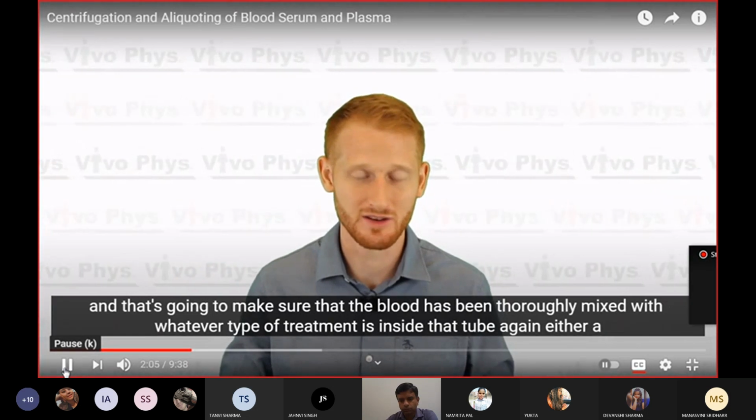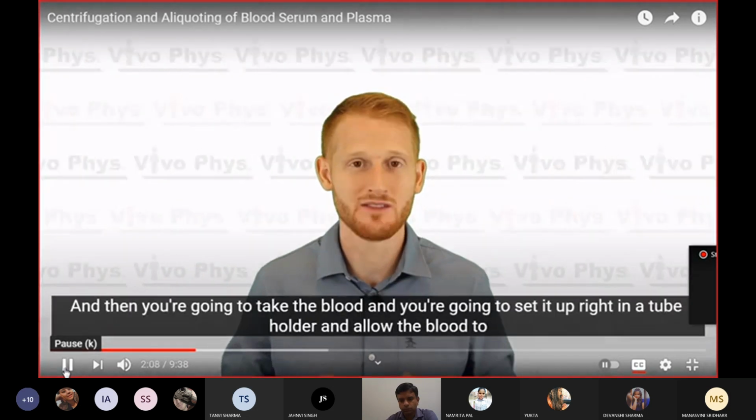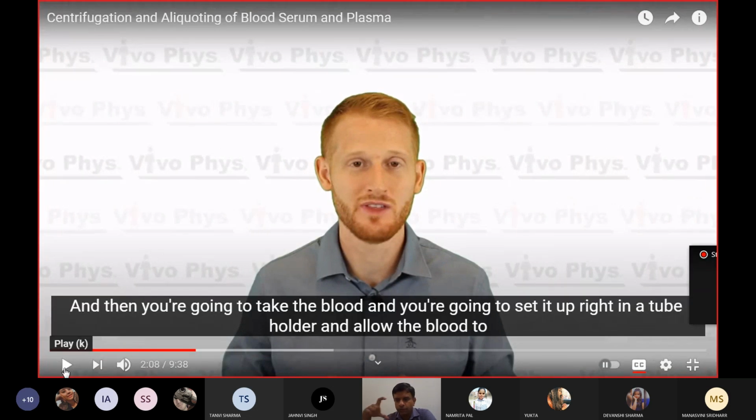Again, either a coagulant or an anticoagulant. I don't know if you have seen this: whenever you go to a diagnostic lab and give your blood sample, the technician, after collecting the blood, will mix the vial. They may shake it like this, but this is not the right way. They should invert it, and it should not have jerks. It has to be done in this way.